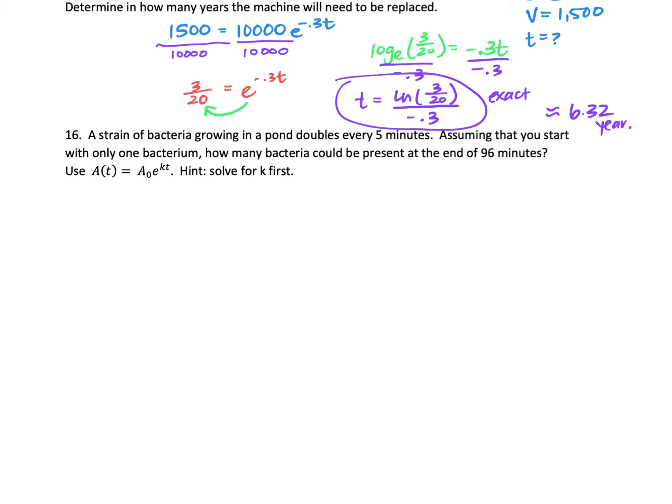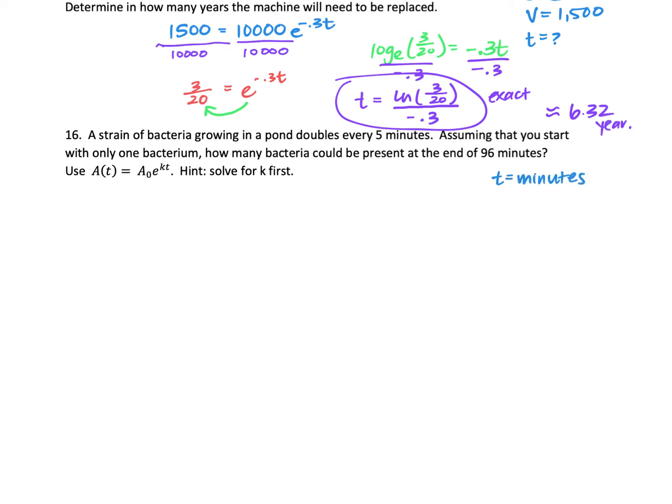Now on to number 16. It says a strain of bacteria growing in a pond doubles every 5 minutes. So every 5 minutes there's twice as many bacteria as 5 minutes before. So it says, assuming you start with only one bacterium, we want to know how many bacteria would be present at the end of 96 minutes. So my time here is not years, my time is going to be in minutes.